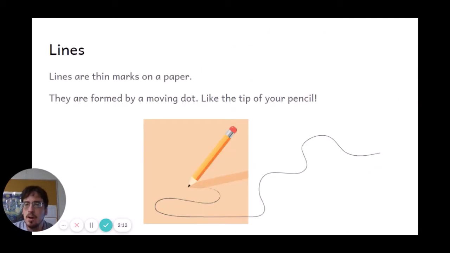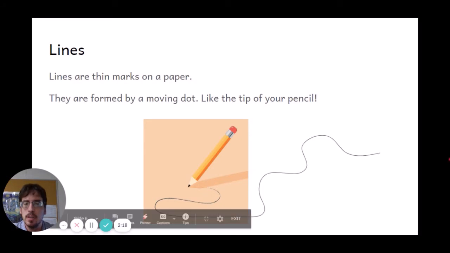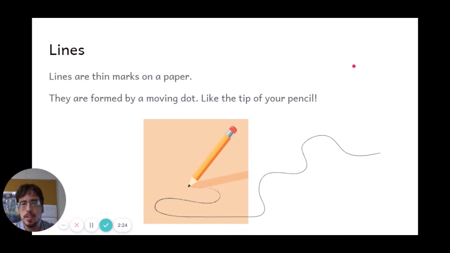Now, lines are just thin marks on a paper or other surface like a canvas, and they're formed by a moving dot, like the tip of your pencil. So pretend my dot here had something it could draw with, and if I went around, you can see a little bit of a line, but it would make a nice long line.